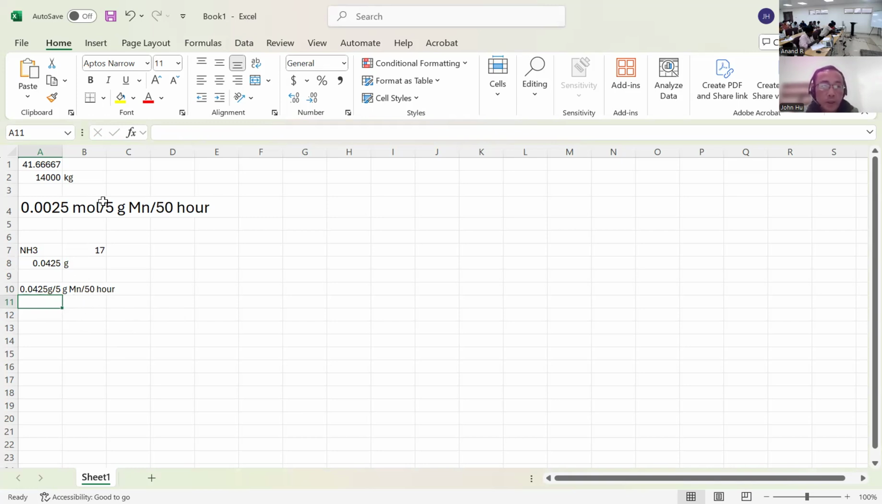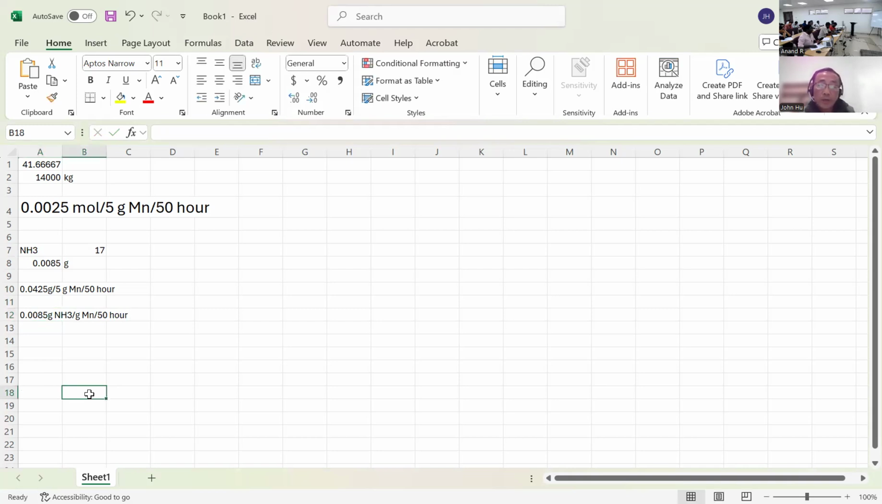Let's keep on changing. So now I'm changing this 5 gram to 1 gram. That means this one needs to be divided by 5. So how much? I want to make sure you are with me. 0.0085 gram ammonia. Now I'm changing gram manganese. 50 hours. All right.